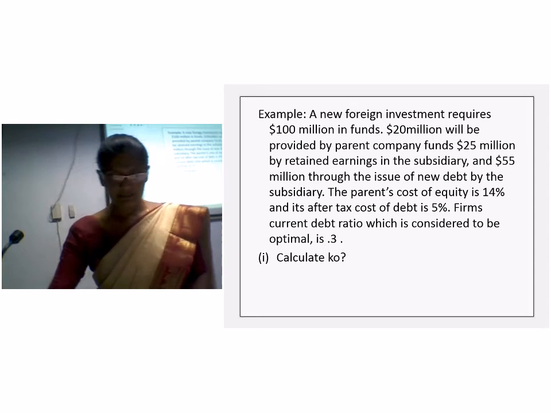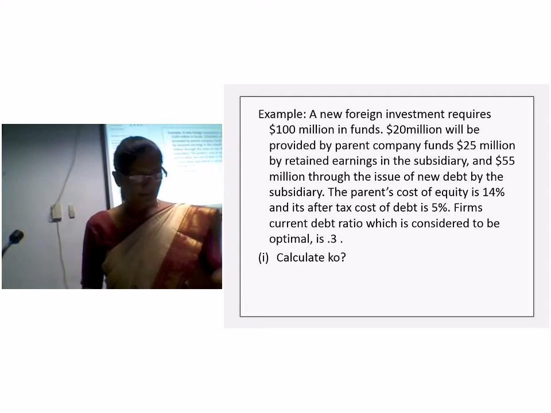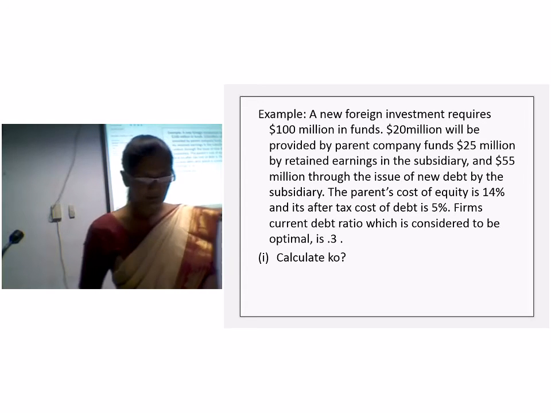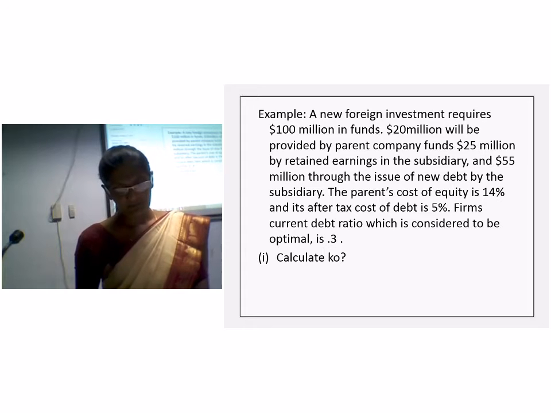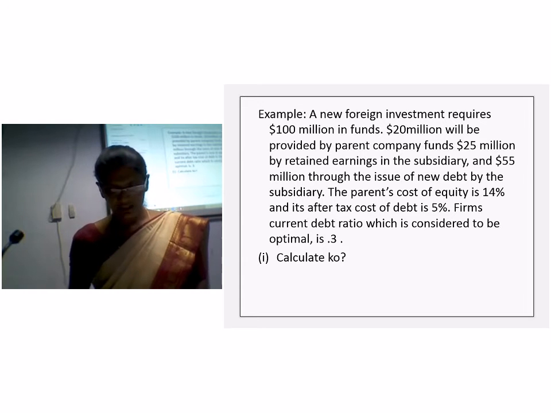New investment is 100 million, 20 million provided by the parent company. Different sources of funds are given, total investment is given, right? So we have to calculate the cost of capital of the parent. What is KO? Have you done it? Can you try it? The parent's cost of equity is 14% and the after-tax cost of debt is 5%. Everything is given directly, and the debt to equity ratio is also given. That's very simple. KO.